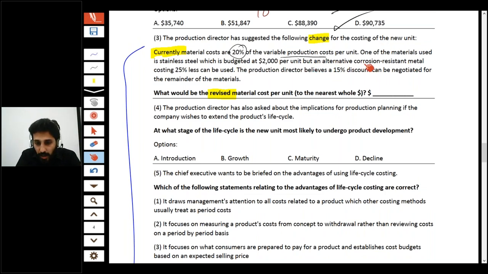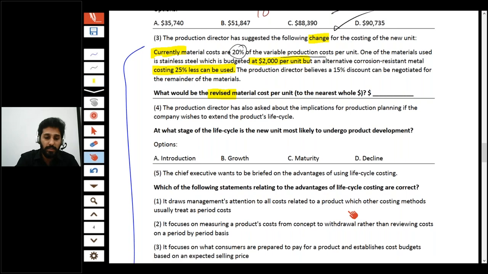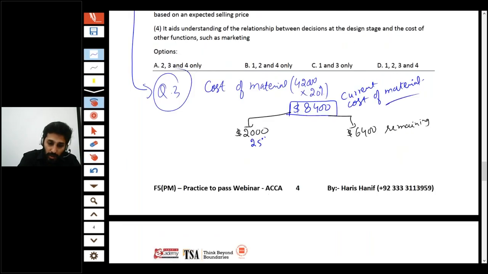But an alternate corrosion resistant metal costing 25% less can be used. From that 2000 per unit, 25% less can be used, because we are having some alternate material, and that will be used 25% less. Okay. So it will cost me 1500. Here it would become 1500, right?